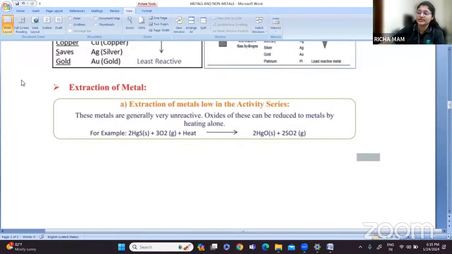By heating alone. For example, if I take HgS, when you react it with oxygen and supply heat, you get HgO plus SO2, mercuric oxide. So like this it can be converted. Fine.